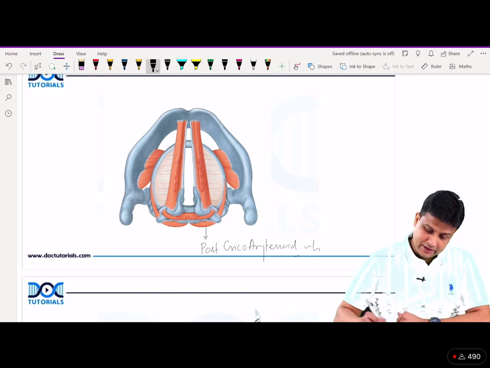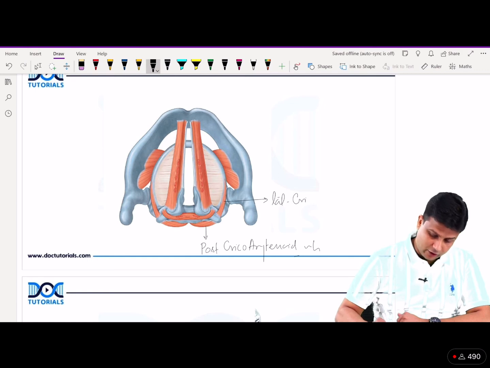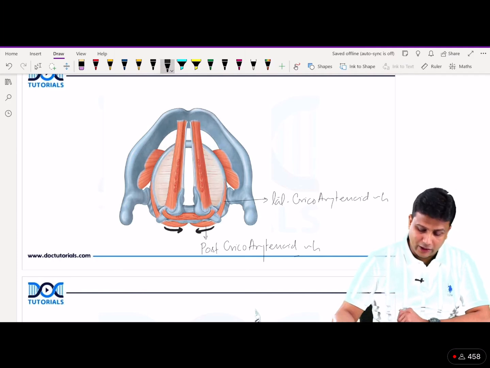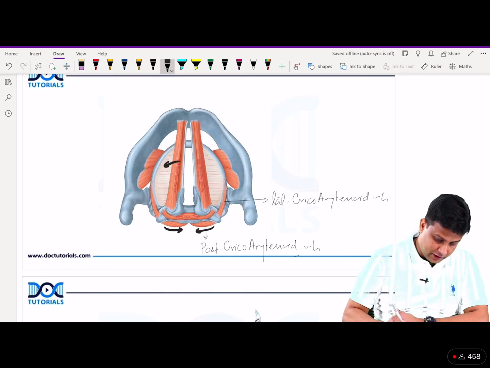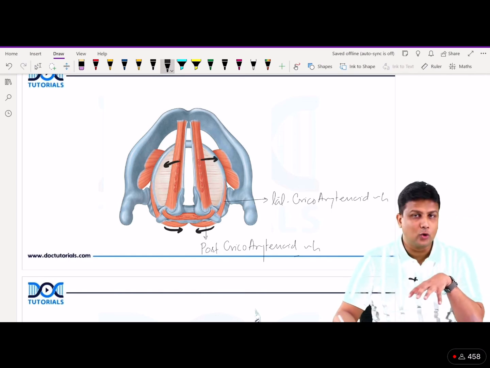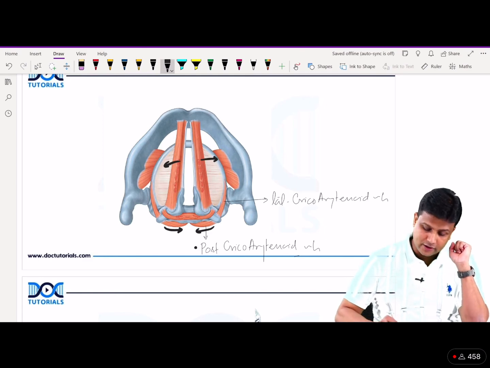So this one here will be the lateral cricoarytenoid muscle, guys. And the best way to remember is with the direction. For example, if the posterior cricoarytenoid muscle contracts, what is going to happen? It is going to take the vocal cords away from here. So that is the abductor of the vocal cords. That is the only abductor of the vocal cords, an important one.